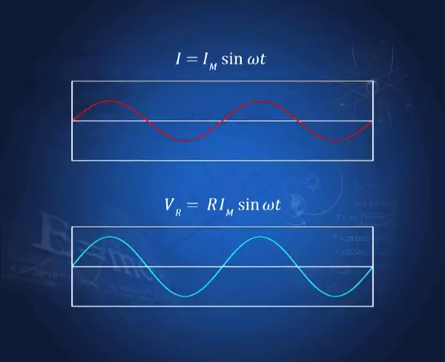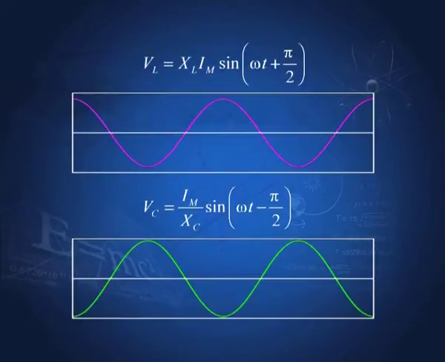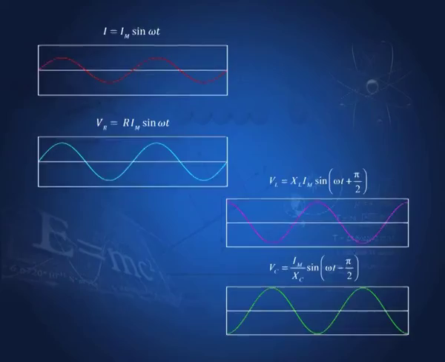Now, I will show you all the 4 together. This is the current, this is the voltage through the resistor, this is the voltage through the inductor, this is the voltage through the capacitor. You can see they are in phase. This one leads this by pi by 2 and this one lags behind this by pi by 2. So, the voltage through the inductor leads by pi by 2 the voltage across the resistor, and the voltage across the capacitor lags behind the current by pi by 2.